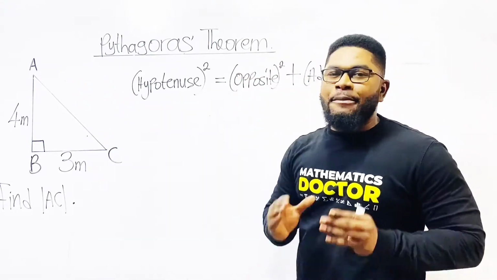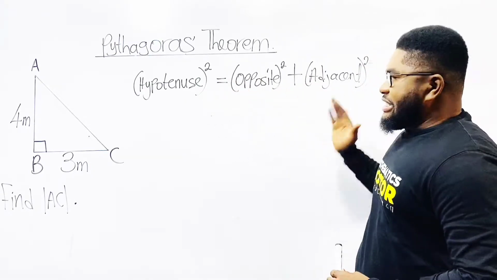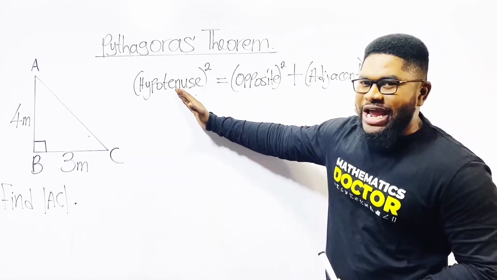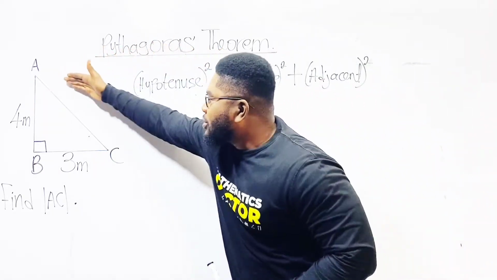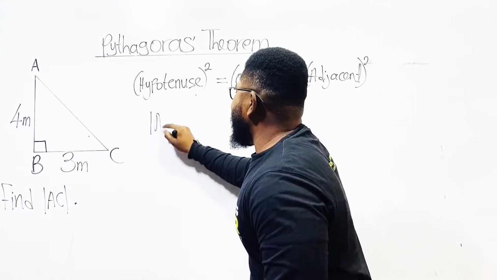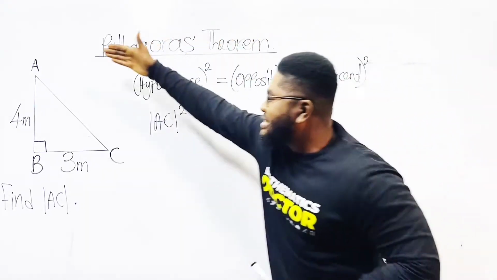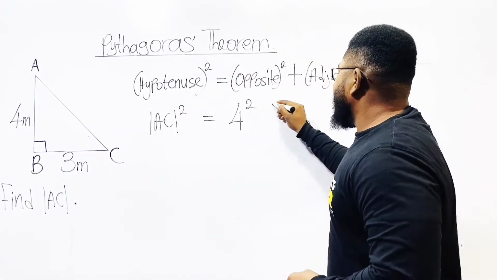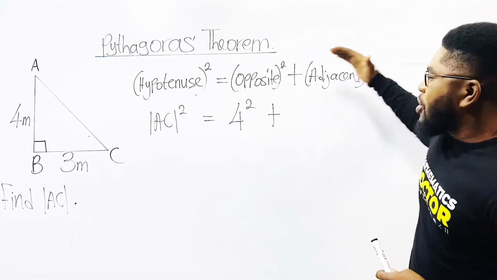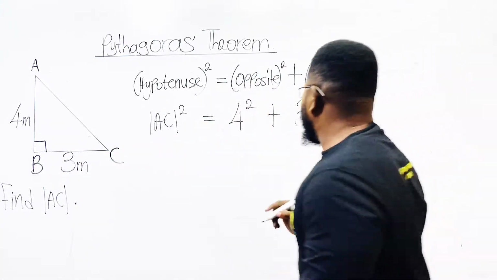Let us apply the Pythagoras theorem. Now with the theorem or the formula already written, let us see. The Pythagoras theorem states hypotenuse squared, and my hypotenuse is AC. So AC squared is equal to the opposite squared, which is AB. I've been given it as 4. So 4 squared plus, and then the adjacent squared is BC, which is given as 3. So 3 squared. Now let us solve it mathematically.